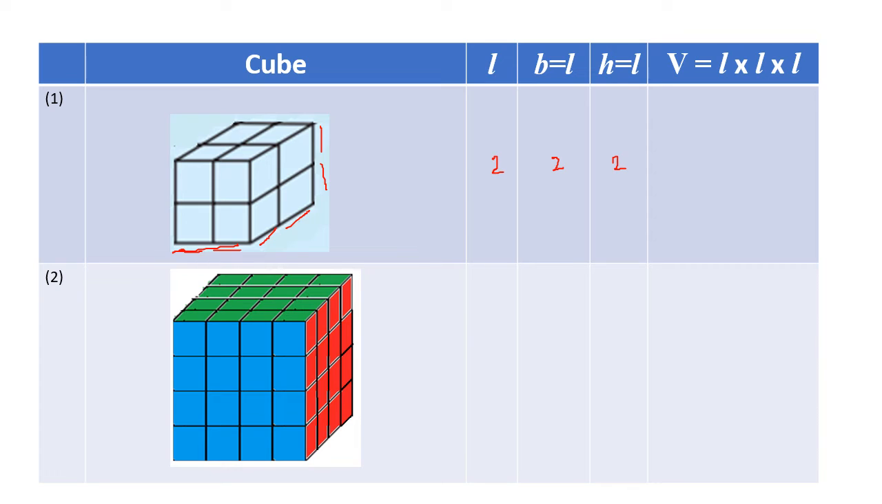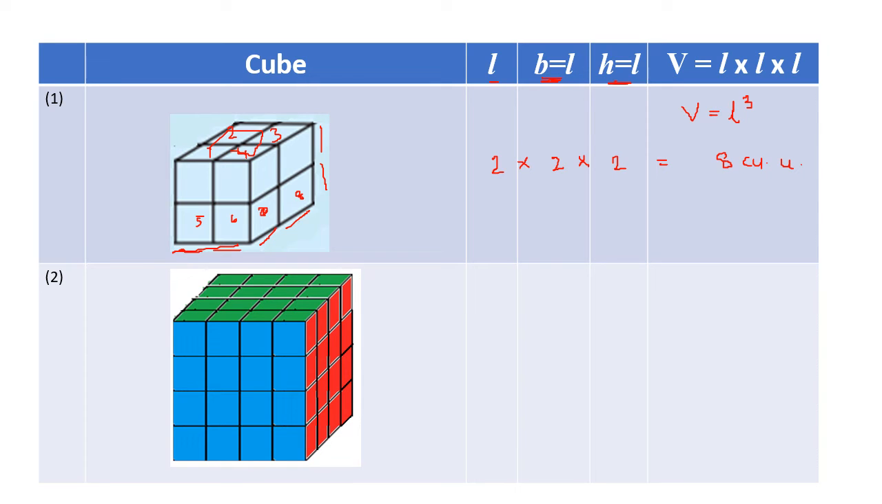So count them. You got 1, 2, 3, 4. 4 cubes on the top and 4 below. 5, 6, 7, 8. Actually, this is not 7. This is the same one. It is on the back side. We cannot see it, but there are 4 cubes on the top and 4 below. Total of 8 cubes. So you can just do 2 into 2 into 2, which will also give you 8. But here the length, the breadth and the height all are equal. So volume of the cube can be written as L into L into L or L cube. So here the volume is 8 cubic units.